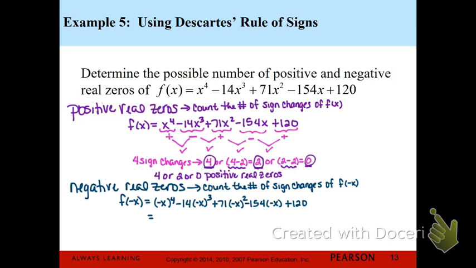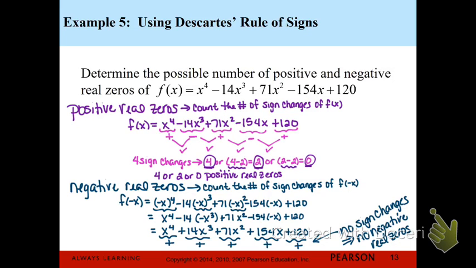Now remember, when you plug in a negative number, if you raise it to an even exponent, it becomes positive, and a negative number raised to an odd exponent stays negative. So as I'm going through here, I know that negative x to the fourth is a positive x to the fourth. Now my minus 14. And negative x cubed, that's an odd exponent, so it's going to stay negative x cubed. Plus 71. And negative x squared, that's even, so it's going to become positive x squared. Minus 154 times negative x plus 120.